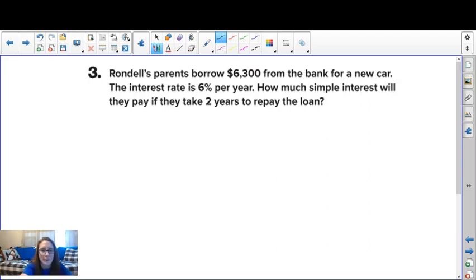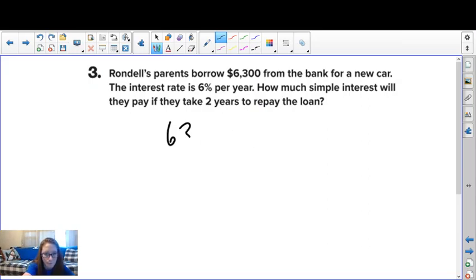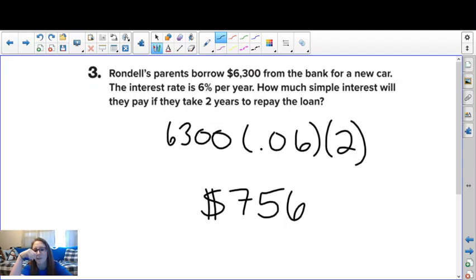All right, so the price of the car, which is $6,300, times 0.06 times my amount of time. All in the handy dandy calculator. So over those 2 years, they'll pay $756 extra because they borrowed money.